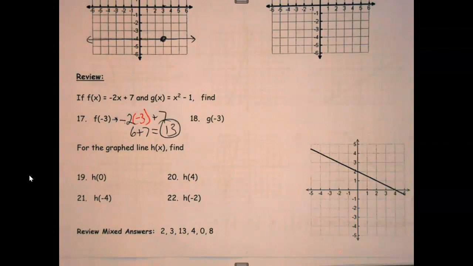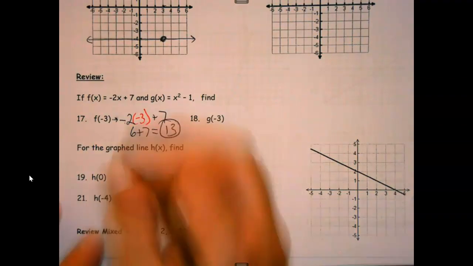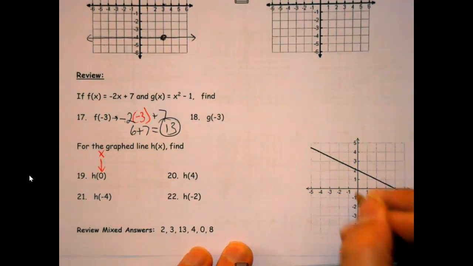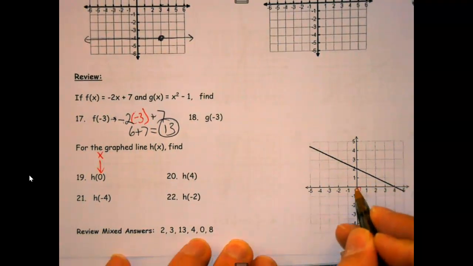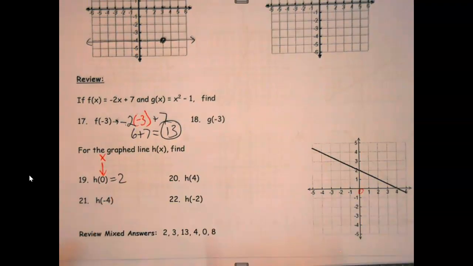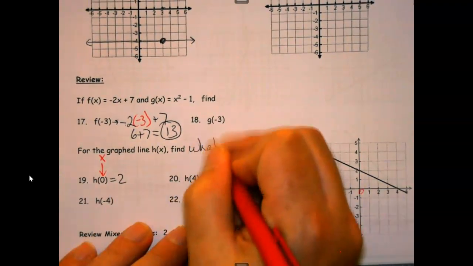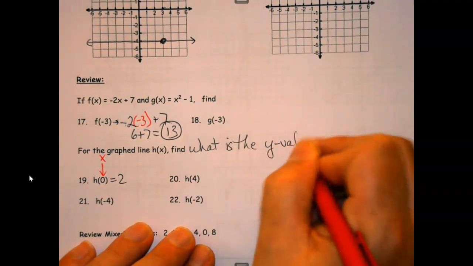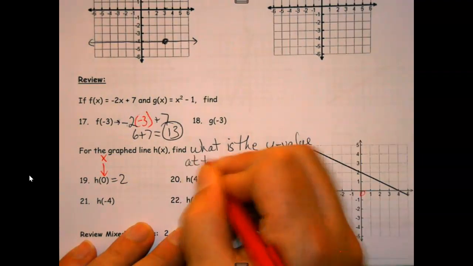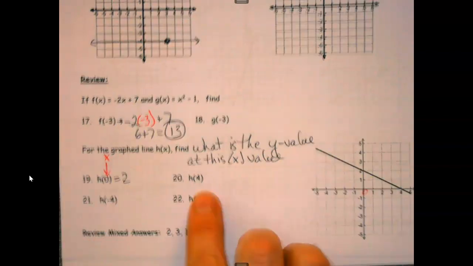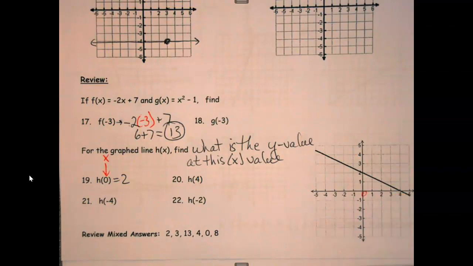And finally, for the graphed line h of x, find. Basically, it's just telling you there's the x value. Okay, here's x equals 0. Now follow it up to the line. And whatever the y value is, okay, so what is the y value? At this x value. That tells you x. You tell me y.